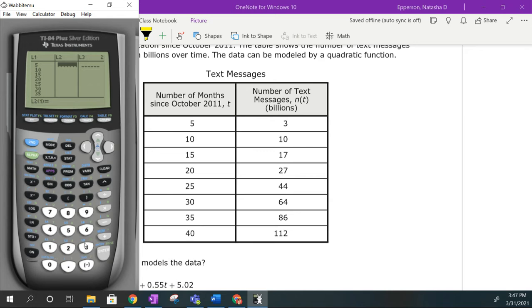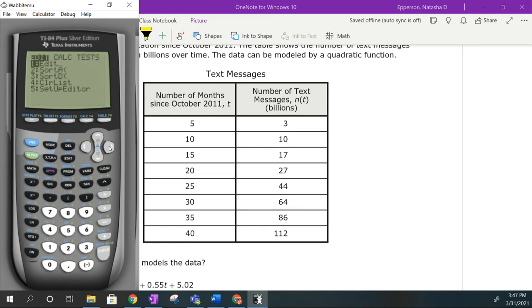Then the next one, I have 3, I have 10, I have 17, 27, 44, oops, 44, 64, 86, 112. Make sure that these two columns match. They do. I'm going to go back to stat.